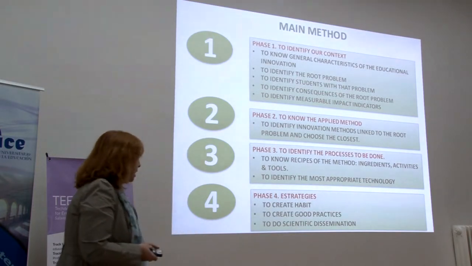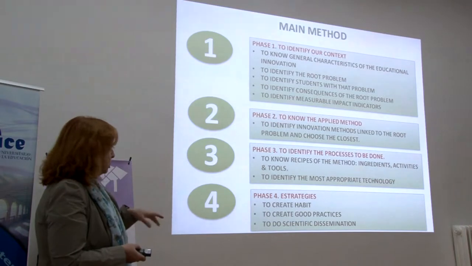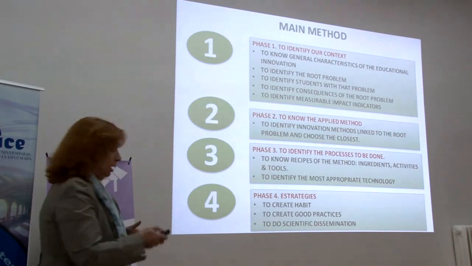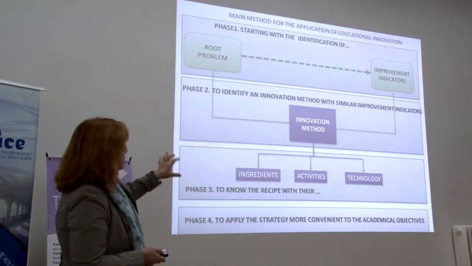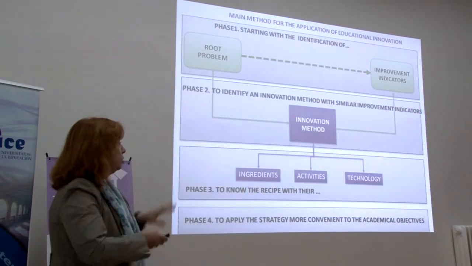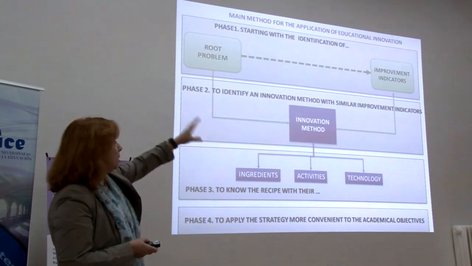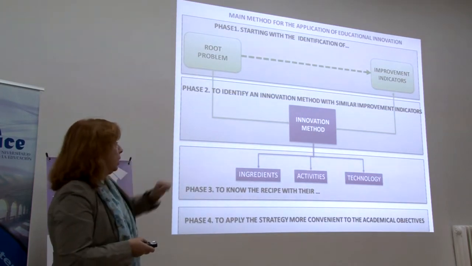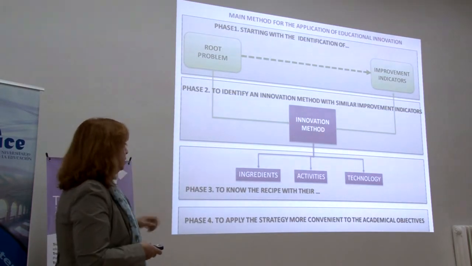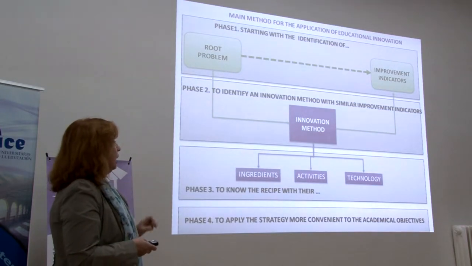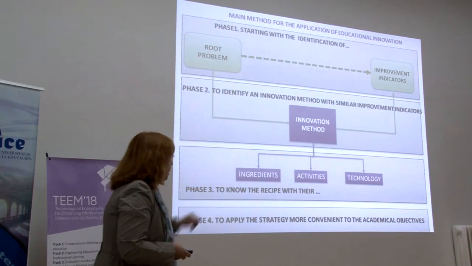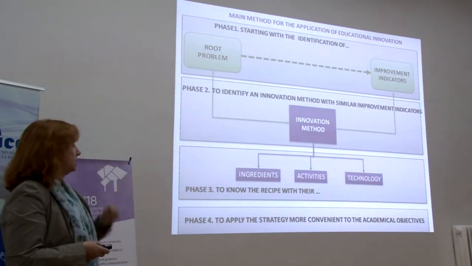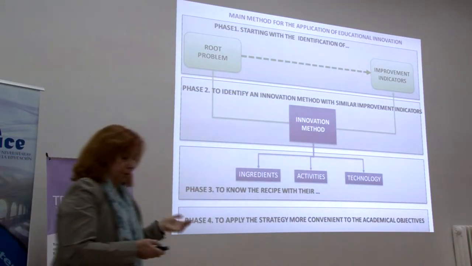And the last phase is focusing on the strategies, depending on the objectives, academic objectives. In that sense, this is the relation between the phases and the root problems. From the root problem, we decide the improvement indicators, we choose the best innovation method, and we decide the ingredients, activities, and technology, and at the end, the strategies.